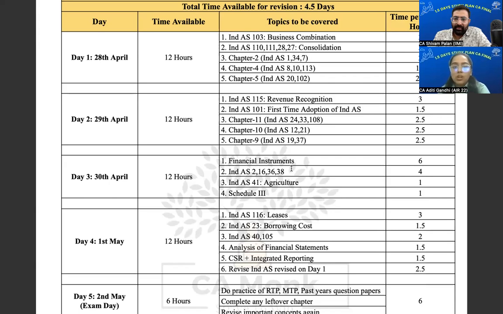And after revenue recognition is done, Ind AS 101 is also an important index because in the study material there are questions which can come for 8 marks to prepare a new balance sheet as per the new index. So that is also very important. I think there are 3 to 4 questions in the study material. Practice them well and it will be more than enough.